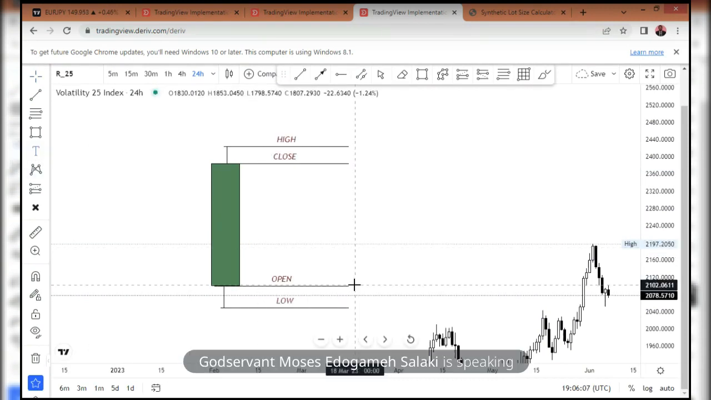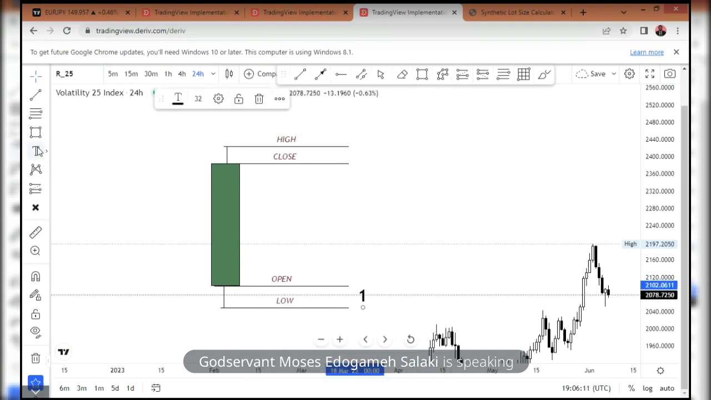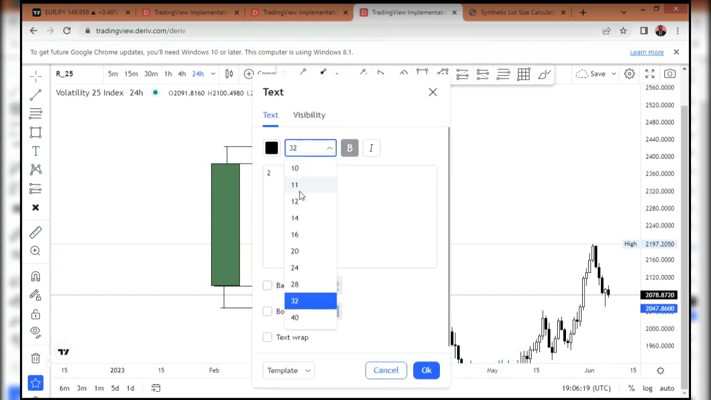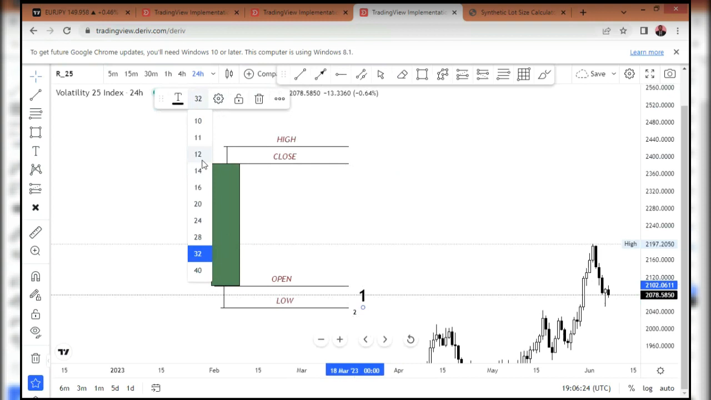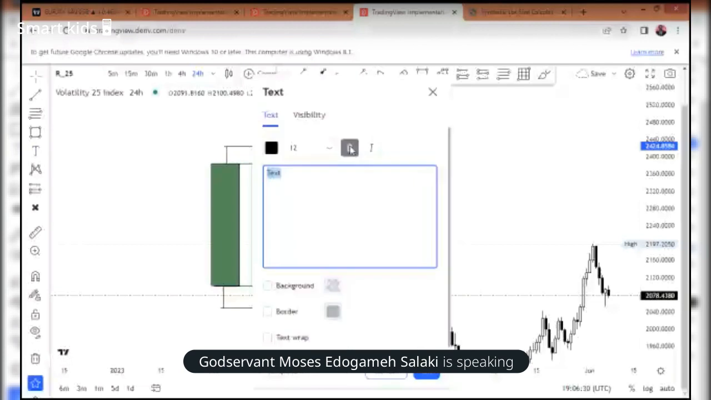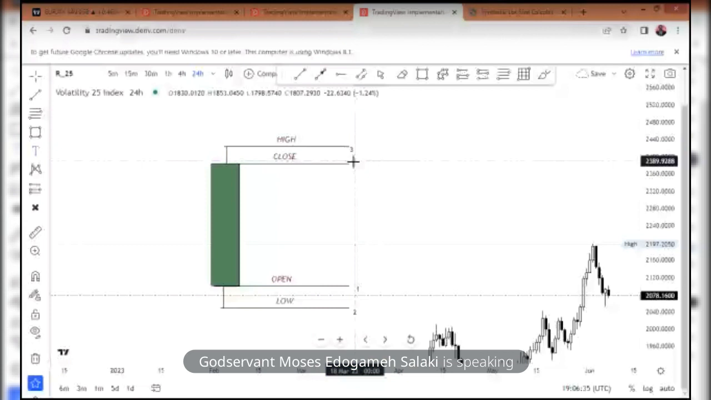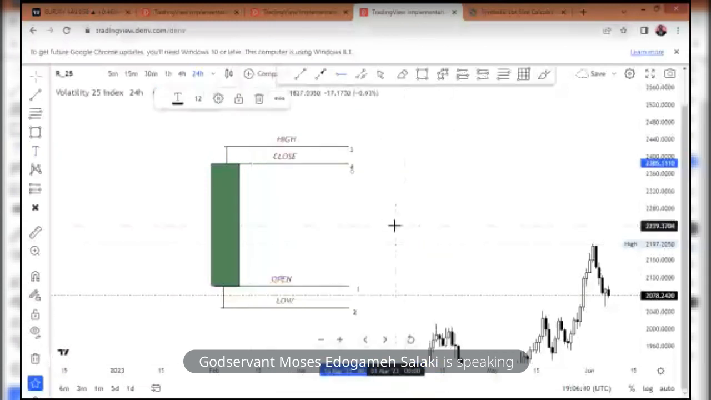So I'll call this open is 1. That's the first thing it will do. Then the low is 2. And then the high is 3. This is the order in which price creates this thing, and close is 4.